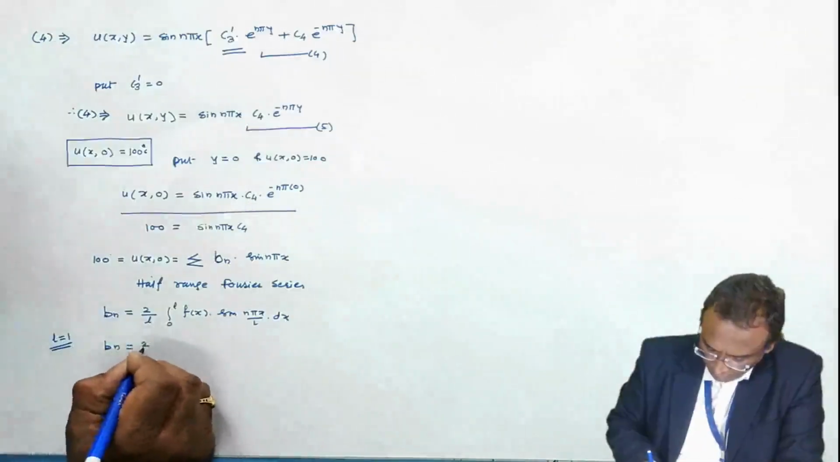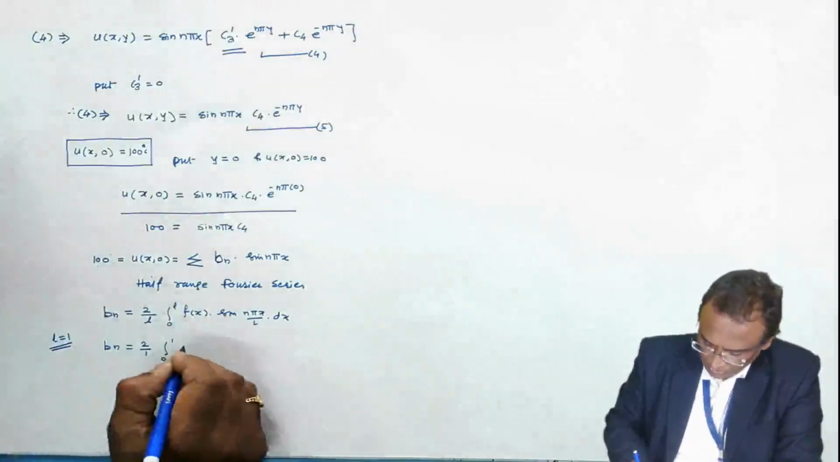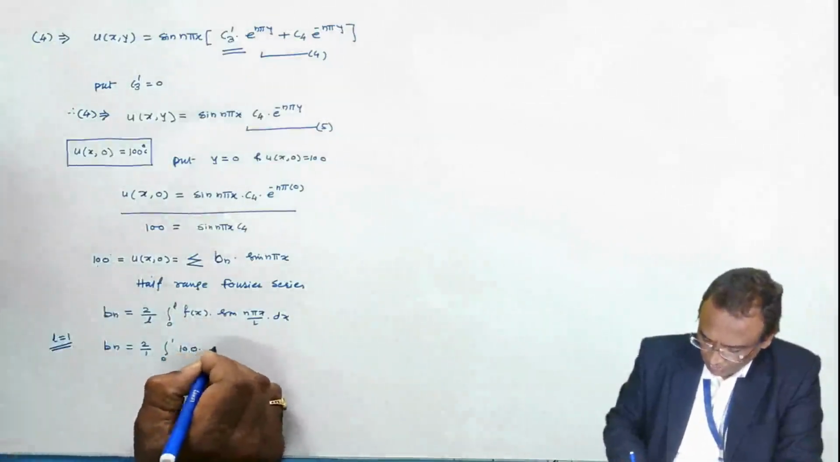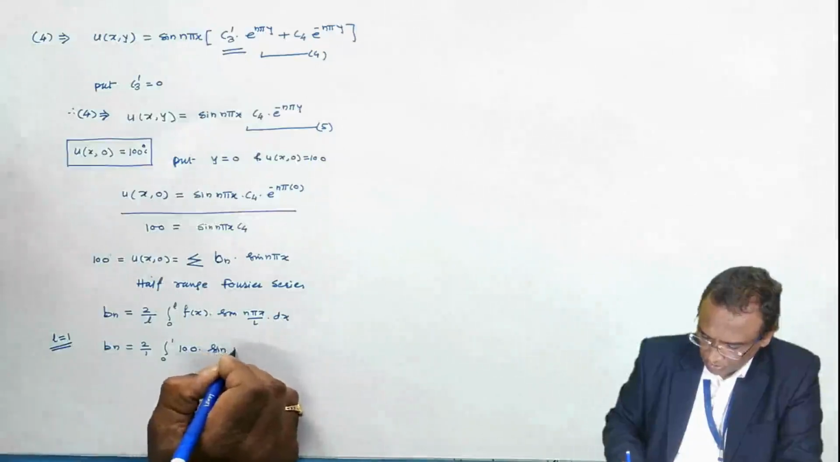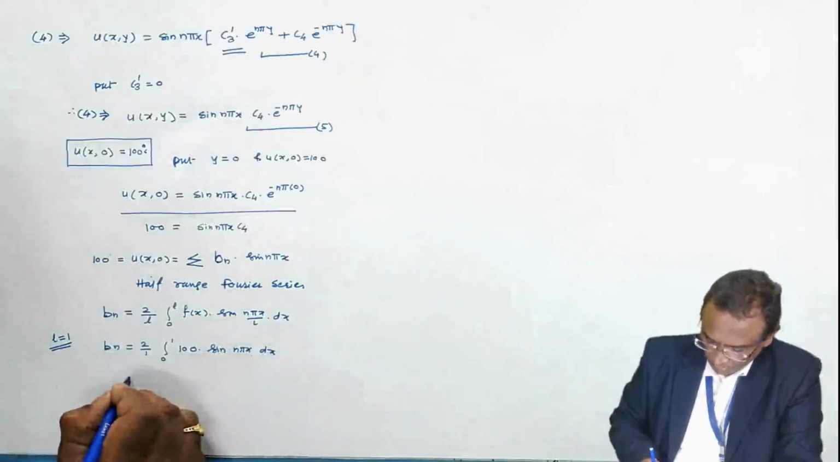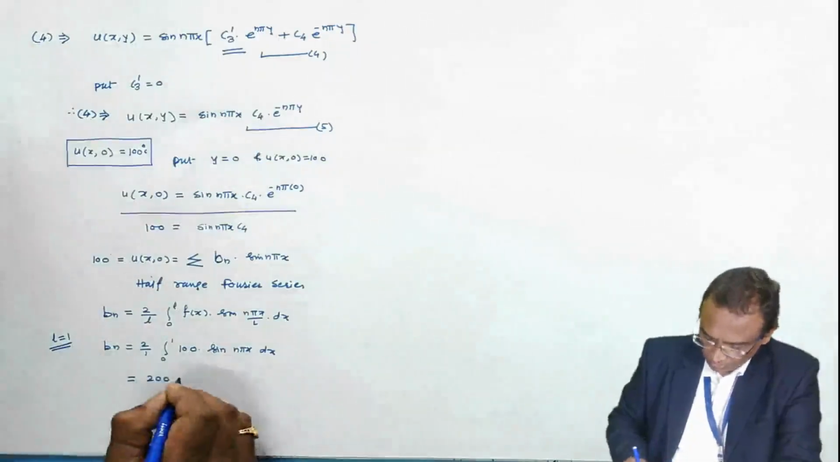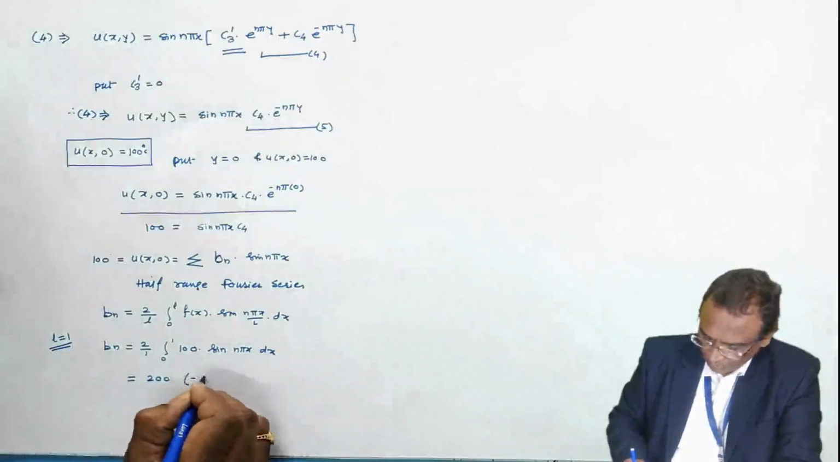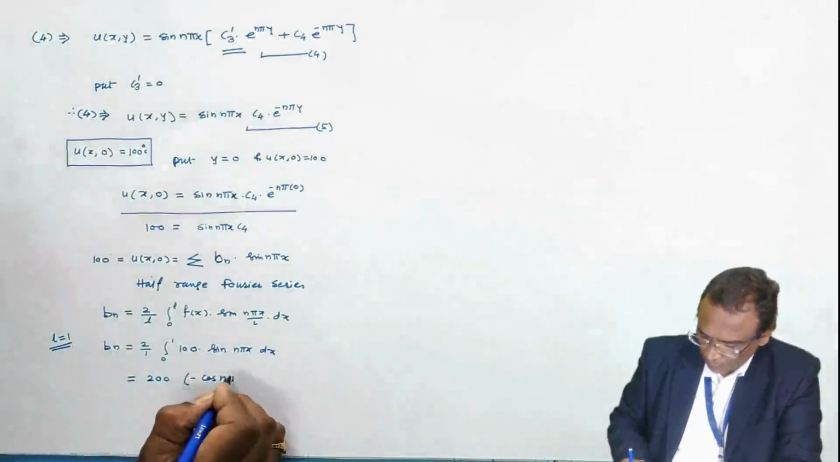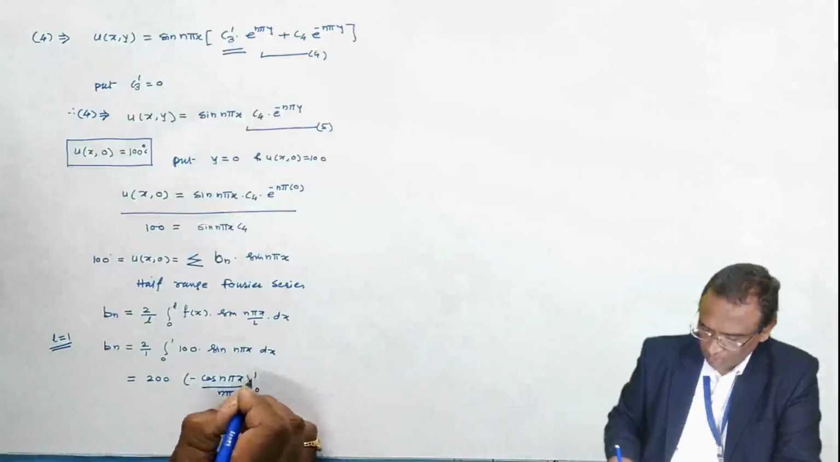The Bn is 2 by 1, integral 0 to 1. f(x) is the function which is given, 100, which we are going to write in terms of sine and cos, n pi x by 1. Now try to simplify it. This is 200, 100 I have taken outside. Integration of sine is minus cos n pi x by n pi. Lower limit is 0, upper limit is 1.